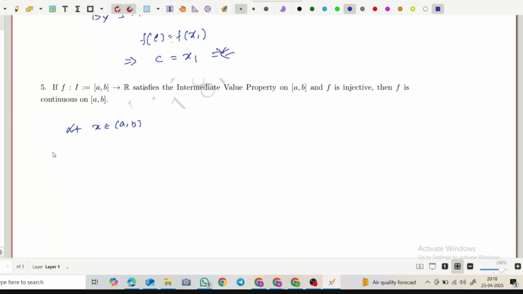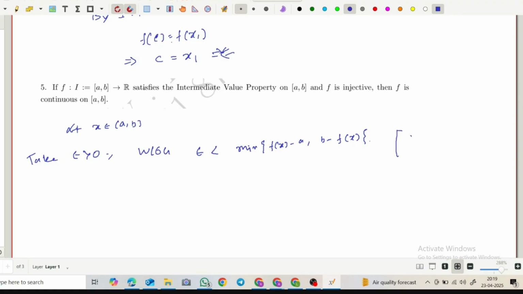Now see, whenever we take epsilon, we say that for every epsilon, but there is something written in the bracket, however small. It's enough to take epsilon smaller. So take epsilon greater than 0 without loss of generality. Let epsilon be less than the minimum of fx minus a comma b minus fx.